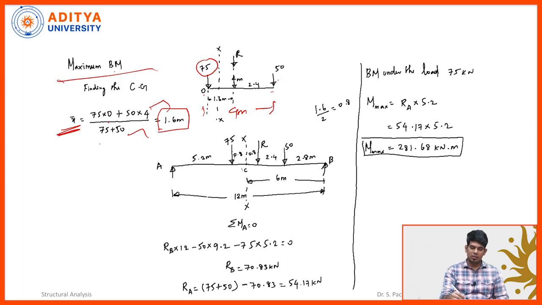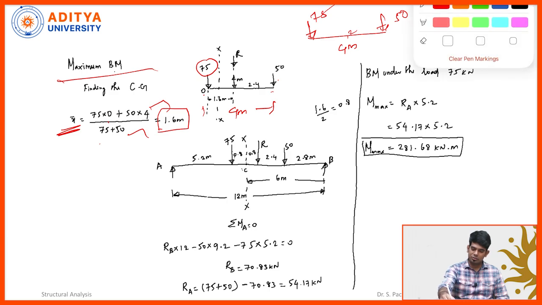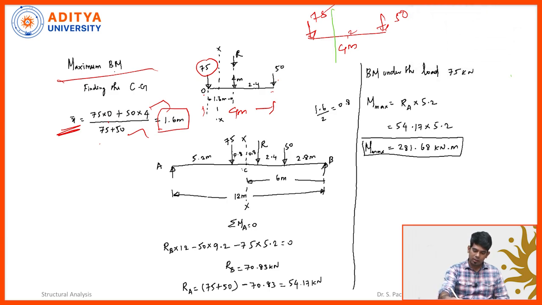What does that mean? The total distance is 4 meters. Here I have 75, here I have 50. So this is 2 meters now. The CG is exactly acting, let's take a different color for better understanding, green color, at this distance, which is 1.6 meters.